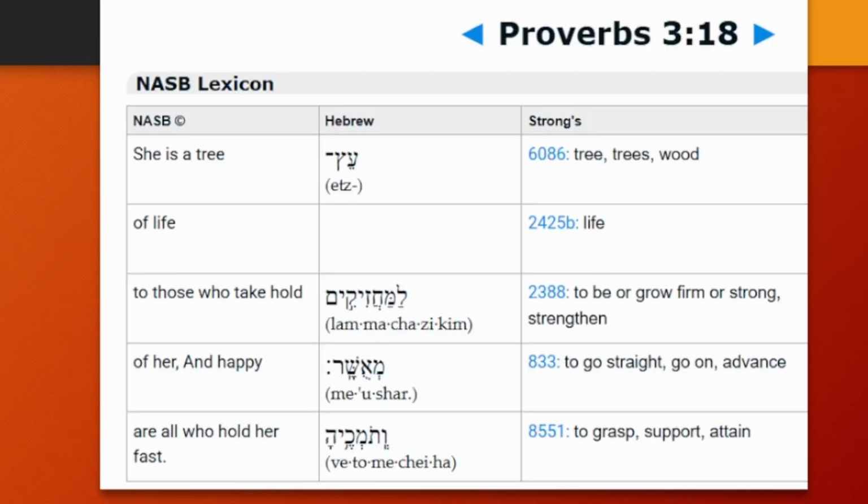Let's look at it again. She's a tree of life to those who take hold of her, and happy are all who hold her fast. Isn't that beautiful? And it's there. It speaks to us.